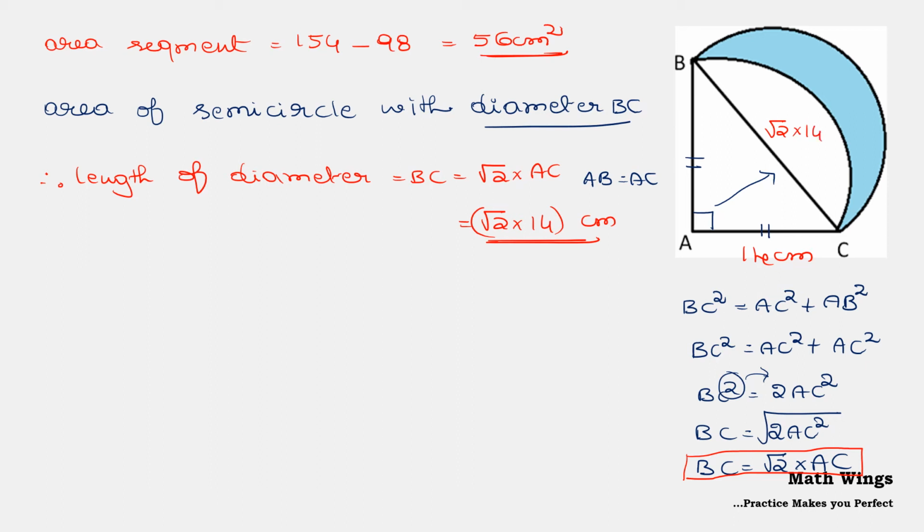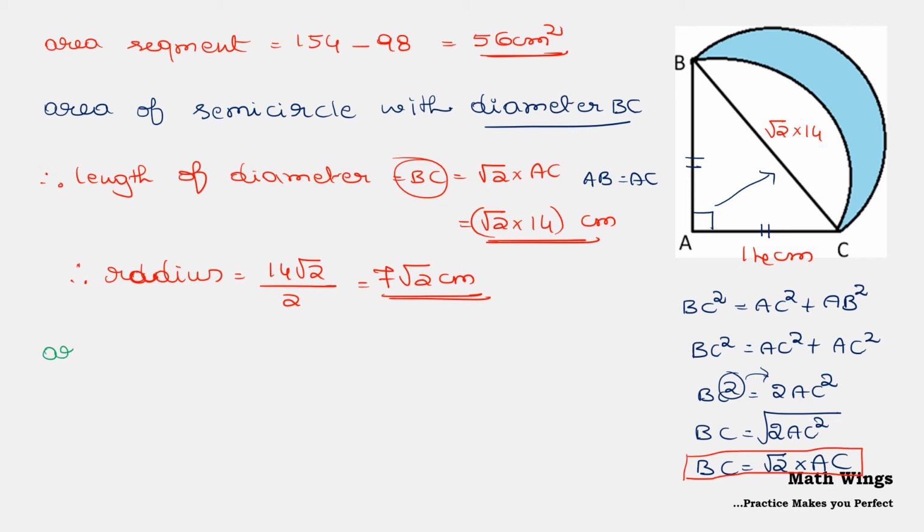Now what we actually want is the radius of the second circle. Therefore the radius is equal to 14 root 2 divided by 2, because we have the diameter BC, therefore radius is equal to half of the diameter, which is equal to 7 root 2 centimeter. So when we have the radius, we can find the area of the semicircle, correct? So what's the area of the semicircle?